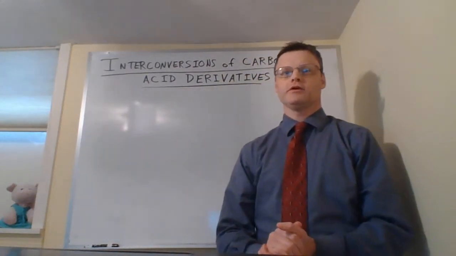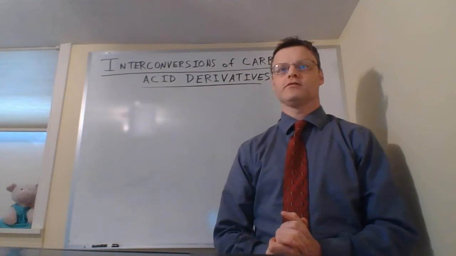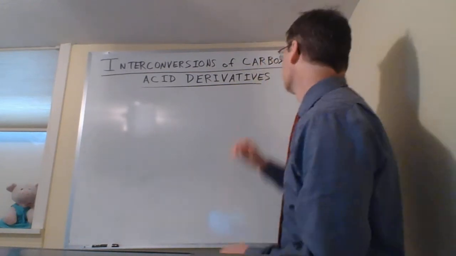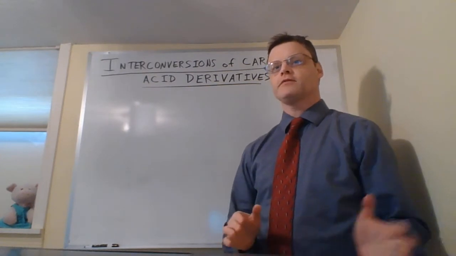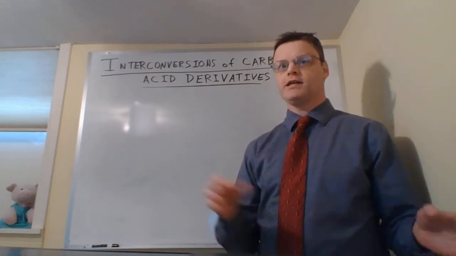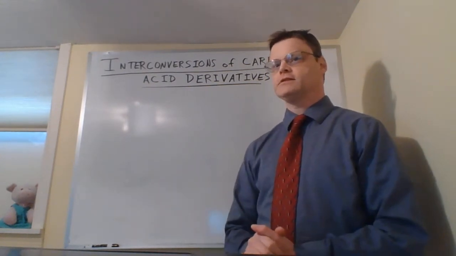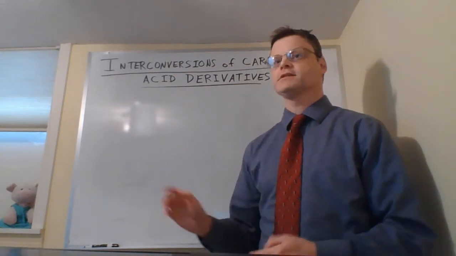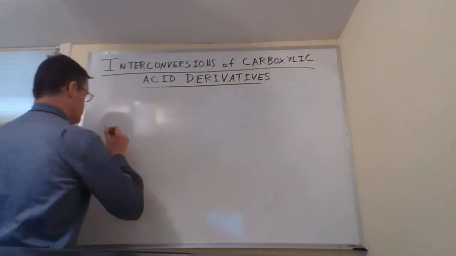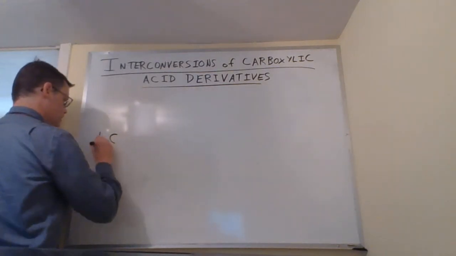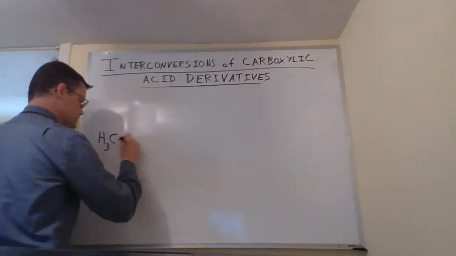Hello, in this video we're going to look at an interconversion of carboxylic acid derivatives, and specifically we're going to look at how we can turn an acid chloride into an acid anhydride, a carboxylic acid anhydride. And I'm going to show you the reaction, and then we'll look at the mechanism.